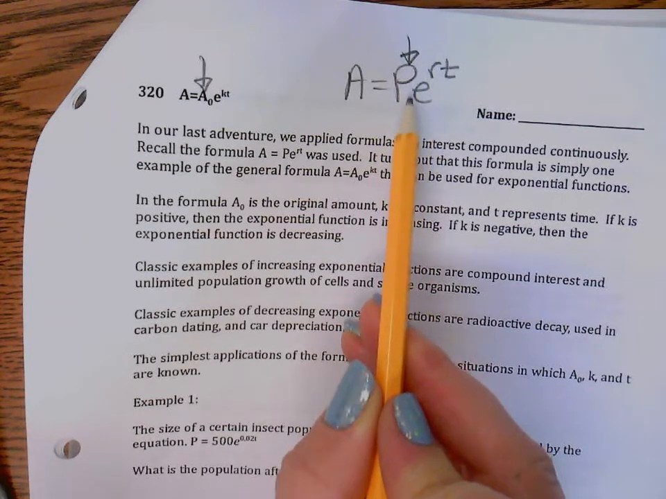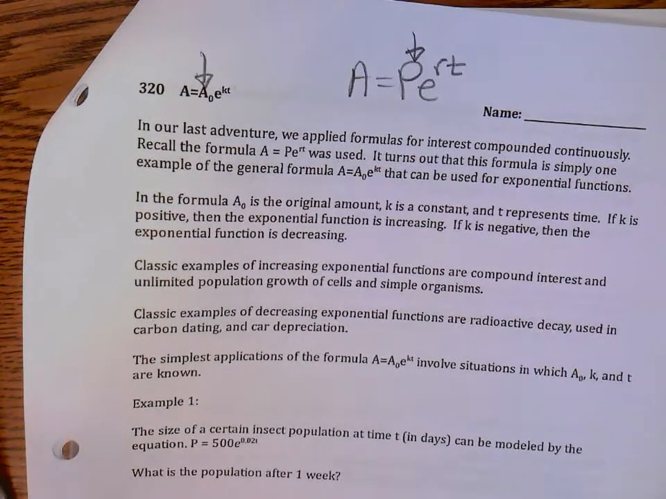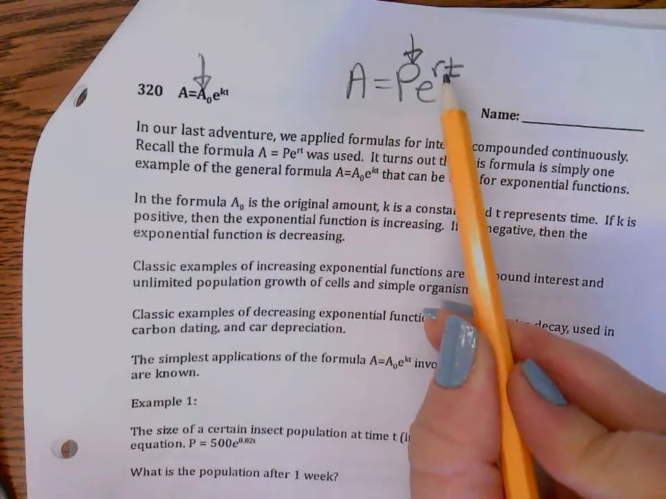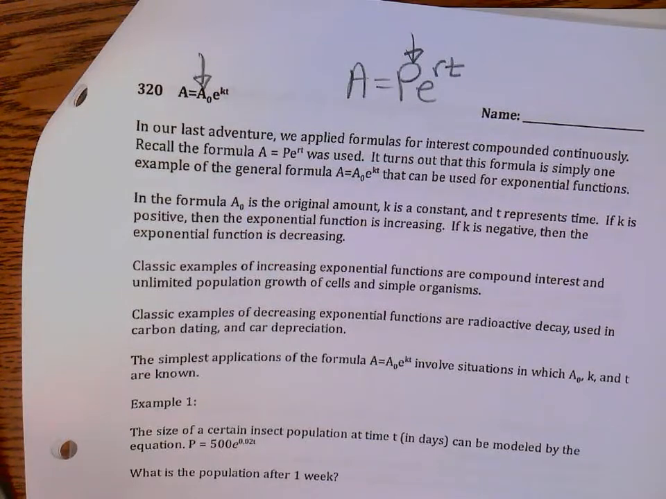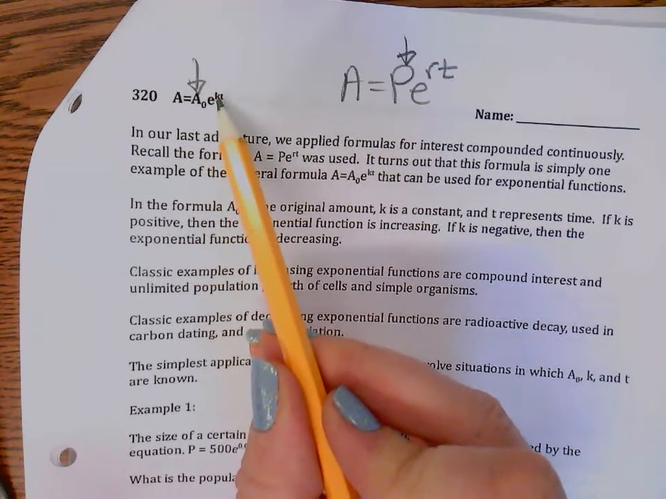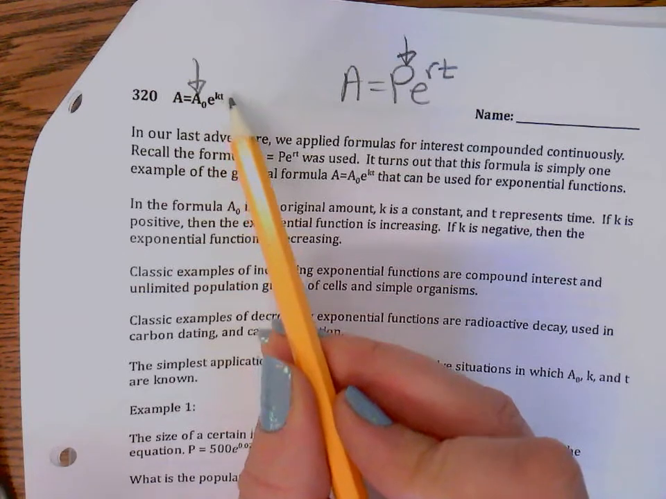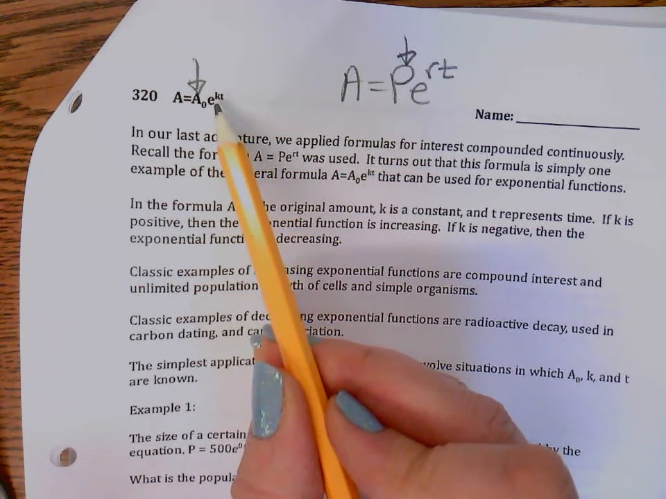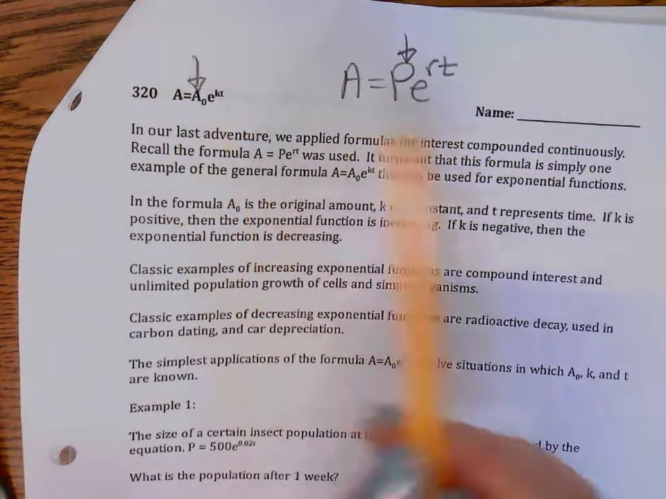E is representing continuous growth or continuous breakdown of your radioactive material. R was our interest rate when we were dealing with money. K is just a constant. How fast is the water cooling? How fast is the bacteria growing? So K is going to change in every situation based on the environment. Can the bacteria grow really fast in their Petri dish? Or is the water cooling really fast in the refrigerator? Right? So K changes based on the environment, and T is still time.